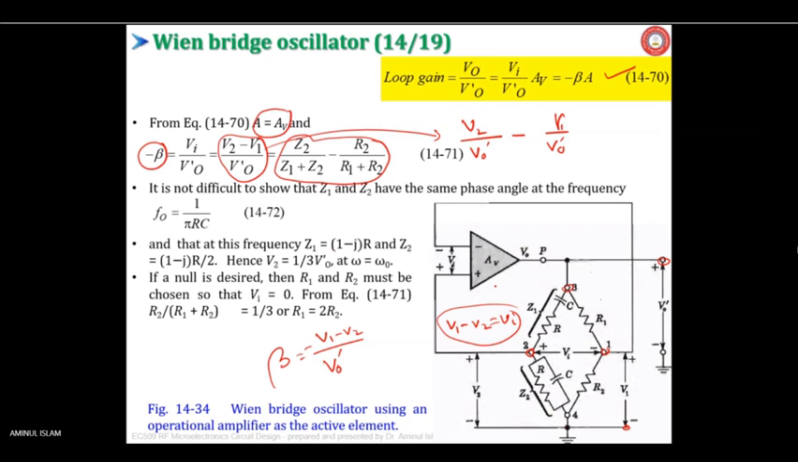See, what is V2? You have applied VO prime, and VO prime is applied here with respect to this point. So it is a voltage divider. Is it not a voltage divider? And if you take this arm, what will be the voltage here?